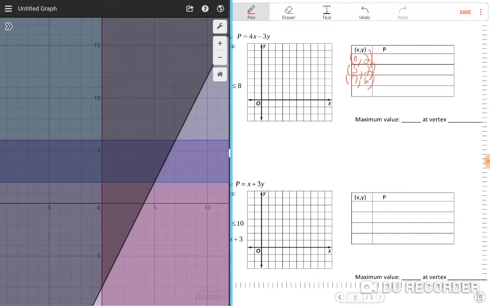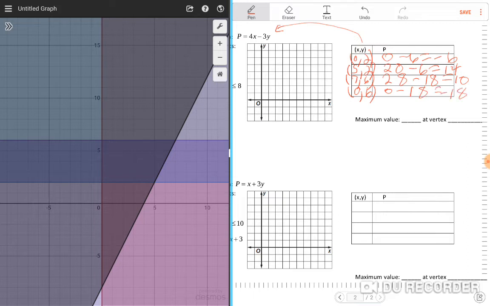And then finally one at 0, 6. Those are the corners. So when I plug those corners into over here with the x and the y, 4 times 0 is 0, minus 3 times 2 is minus 6, so we get a negative 6. I plug in a 5 and a 2, 4 times 5 is 20, minus 3 times 2 is 6, that gives me 14. 4 times 7 is 28, minus 3 times 6, which is 18, that gives me 10. And then 0 times 4 is 0, minus 3 times 6 is 18, that gives me negative 18.